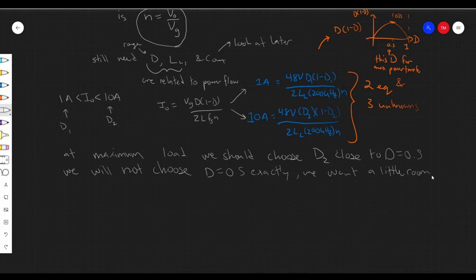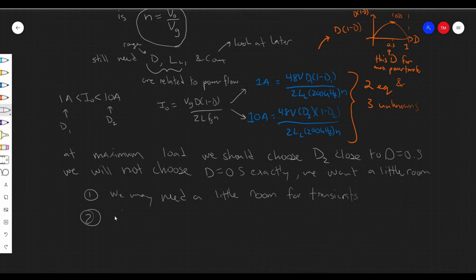Why? Well, there are two reasons. One, we may need a little room for transients. In other words, maybe we want to increase the power transfer for a short period of time above our conventional steady state so that we recover in a quick amount of time.